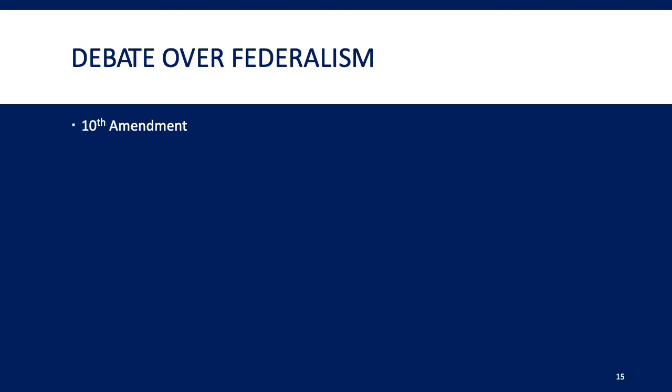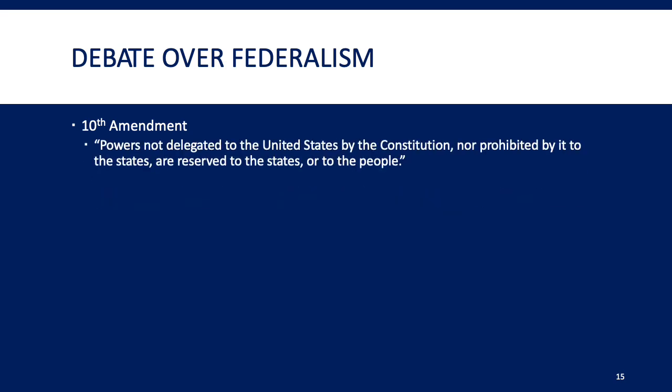So we have the 10th Amendment, right? And the 10th Amendment states that power is not delegated to the United States by the Constitution, nor prohibited by it to the states, is reserved to the states or to the people. So this is basically saying that power is reserved to the states, right? And this kind of helps provide the general idea of federalism. We have this relationship between national government and state government to kind of help have this balance, right?